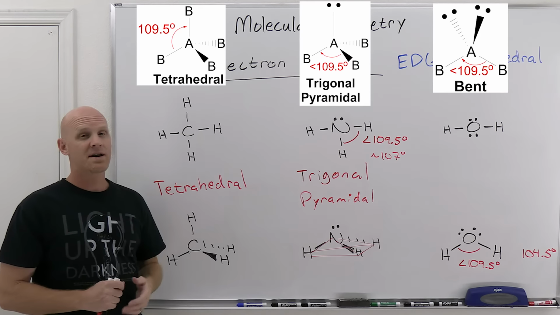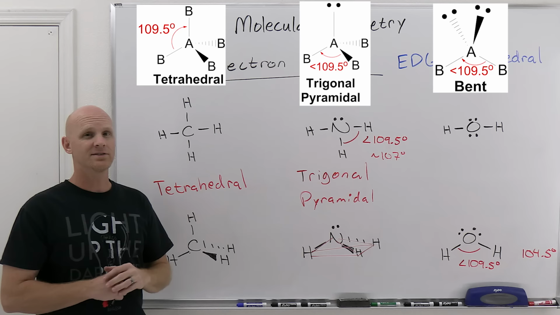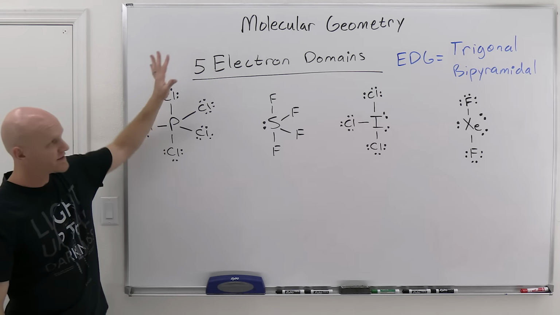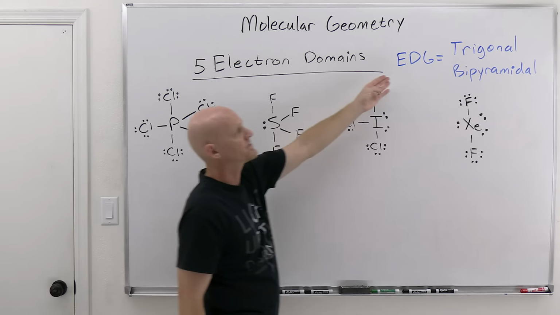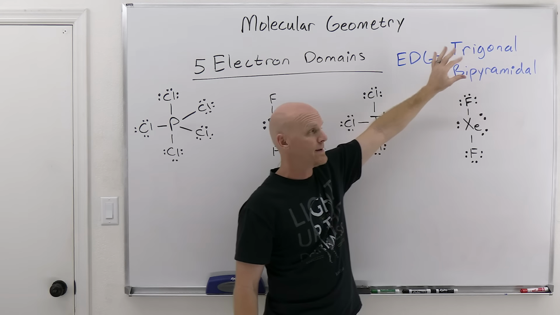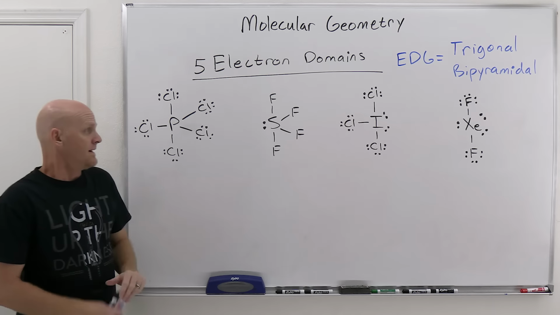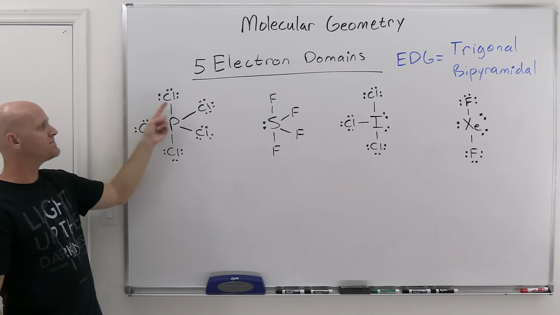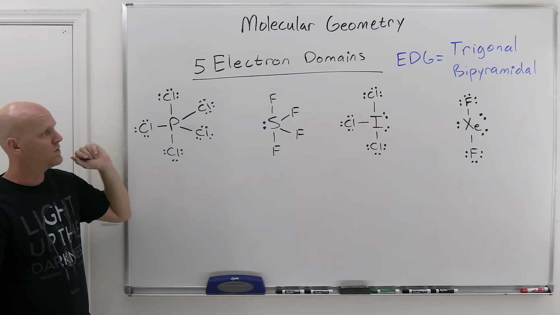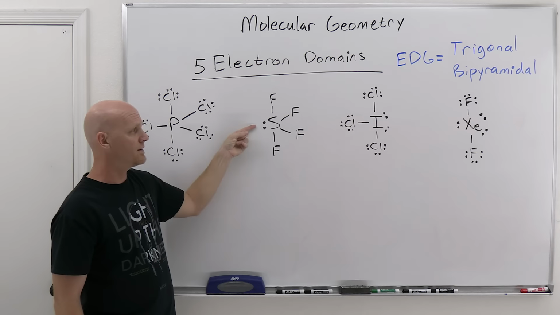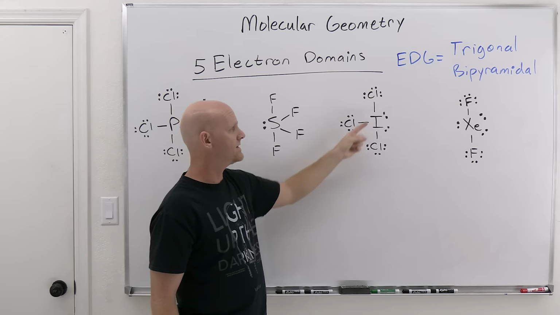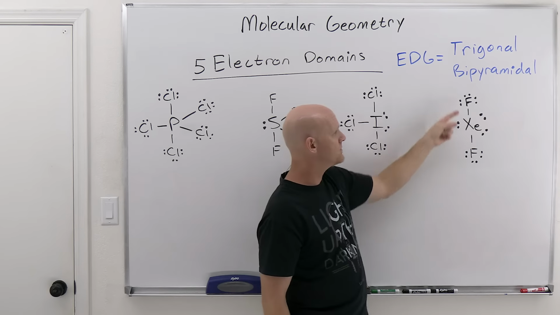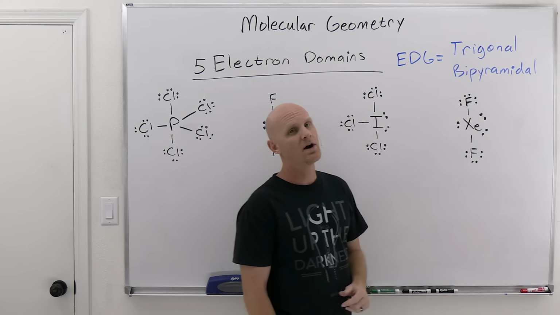Let's go now to our expanded octets and take a look at 5 electron domains. So with 5 electron domains now, reminder that the electron domain geometry is called trigonal bipyramidal or bipyramidal. And now we've really got 4 different options for molecular geometry. So we can have all 5 electron domains be bonding. We can have 4 bonding and 1 non-bonding. We can have 3 bonding and 2 non-bonding. Or we can have 2 bonding and 3 non-bonding.